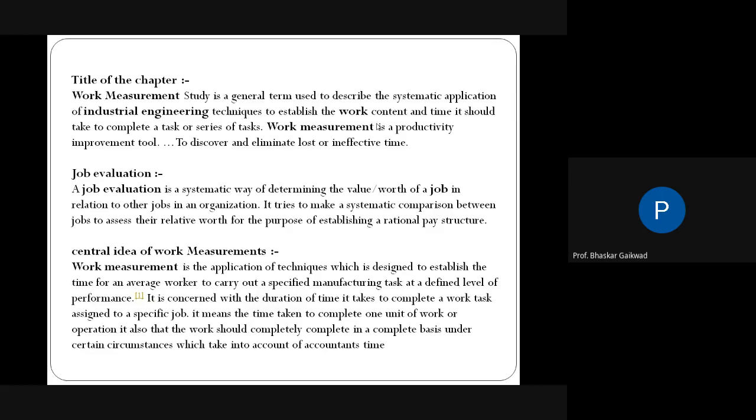Now the title of job evaluation is a systematic way of determining the value or worth of a job in relation to other jobs in the organization. Correct. So a pattern is there, a gear blank is there, correct. Then a bearing part is there, a connecting rod is there, a forging part is there. So many parts are there. So what is actually the value of each part?